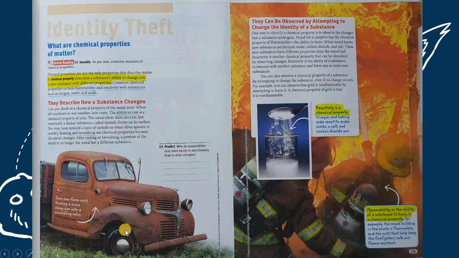In here, we are going to predict. Okay, we have this old car. Why is this old car like this? Let's see. Why do automobiles rust more easily in wet climates than in drier climates? Very easy to know. Iron rusts more easily in wet climates because there is more water in the air. In here we have 2 examples of chemical properties: reactivity and flammability.